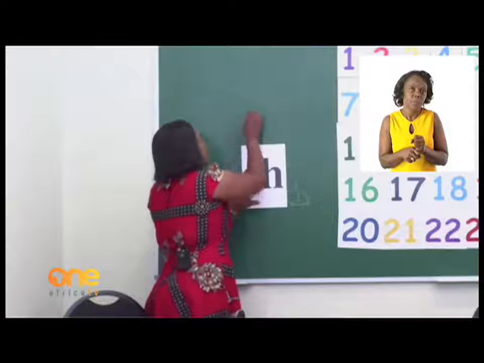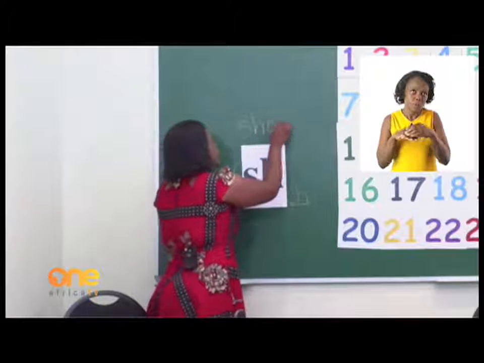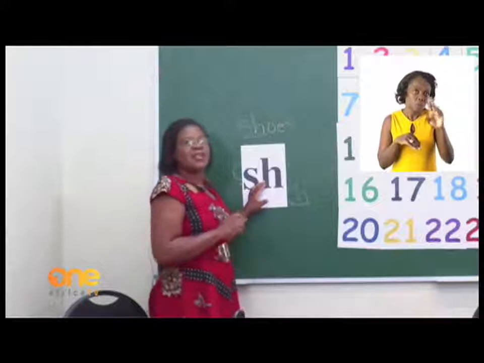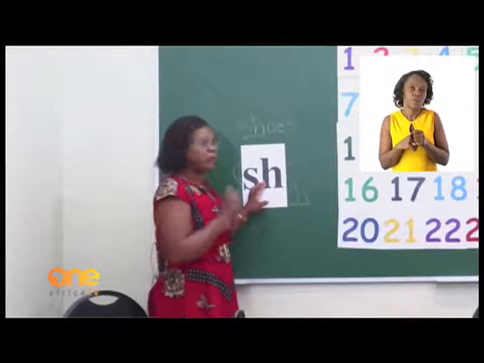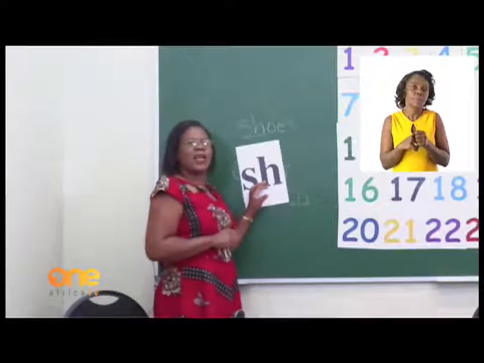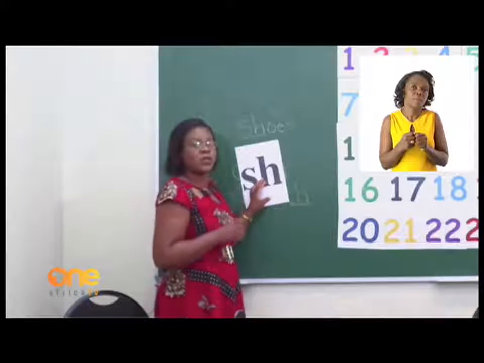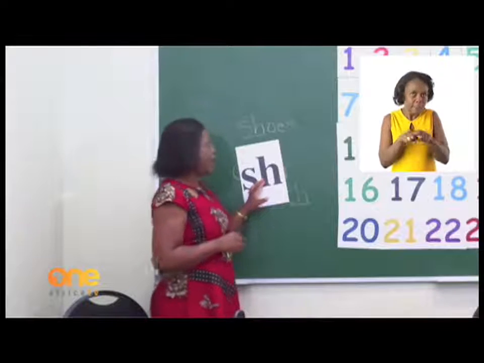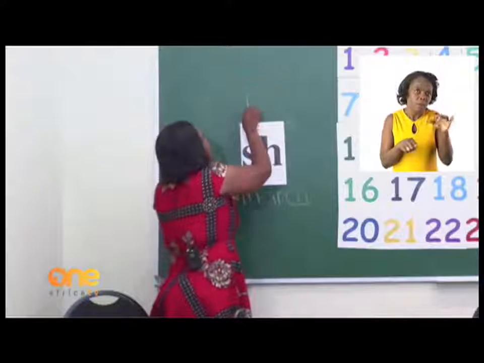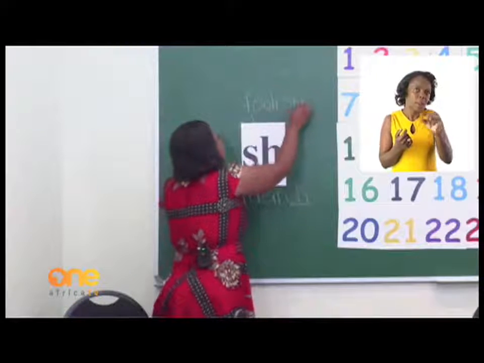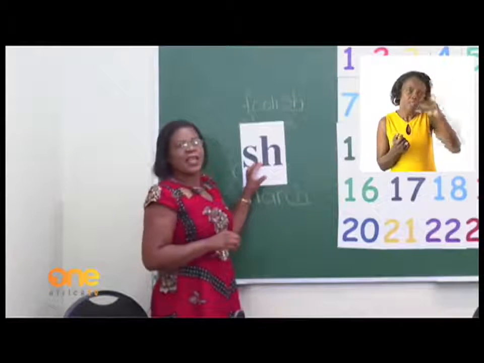You can say shoes. The shoes that you put on, it's an s and an h, it's a sh. It can also come at the end of a sentence or even in the middle, it's still a sh. Maybe I'm saying foolish. It's at the end of the word.